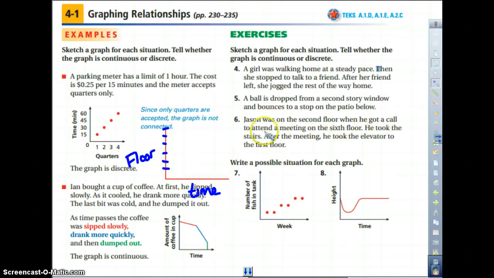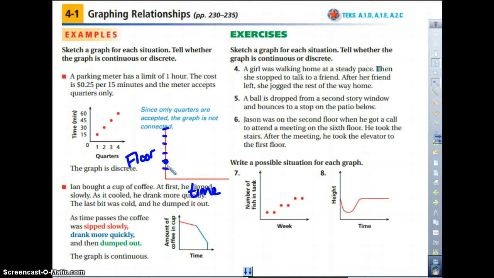Was on the 2nd floor when he got a call to attend a meeting on the 6th floor. Then he took the stairs. After the meeting, he took the elevator to the 1st floor. Okay, so I'm thinking he started off where? So probably right about here, 2nd floor.